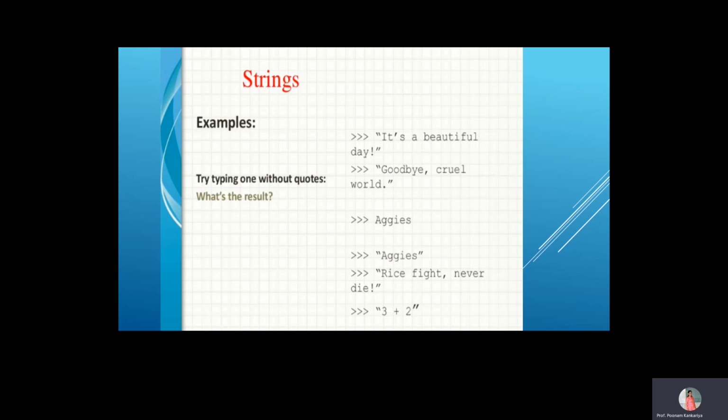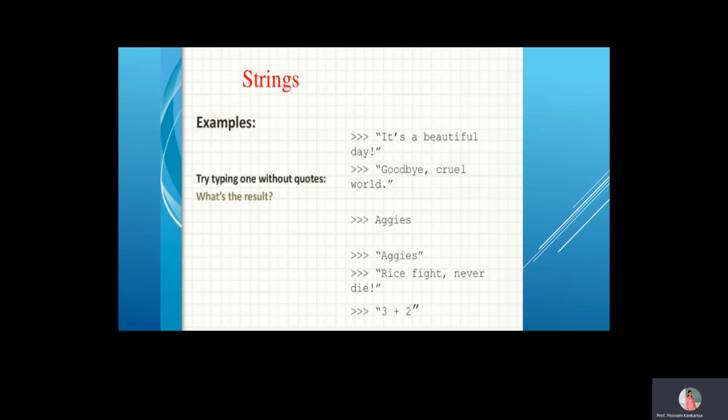Next is a multi-line string. There are single line strings also used in the Python programming language, and multi-line strings also used in Python. You can assign a multi-line string to a variable by using three double quotes or three single quotes. Here we have two examples of three double quotes and three single quotes for using a multi-line string.